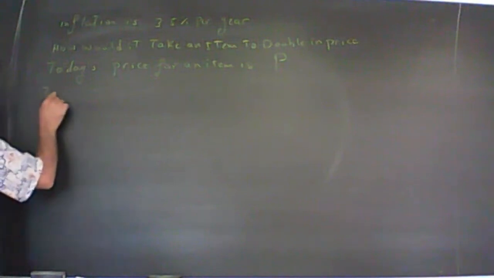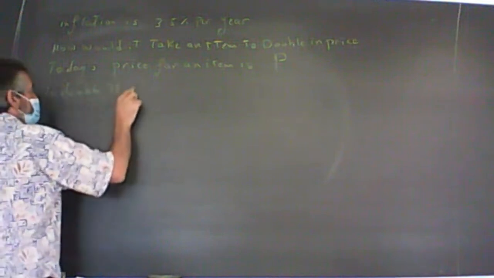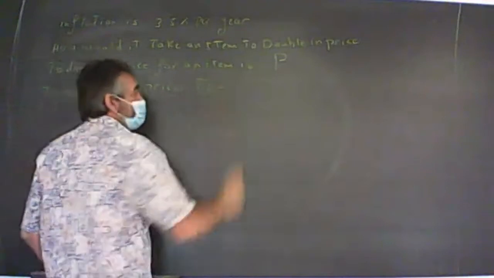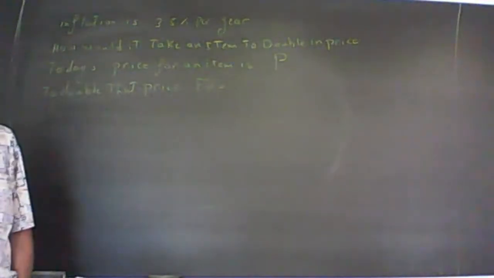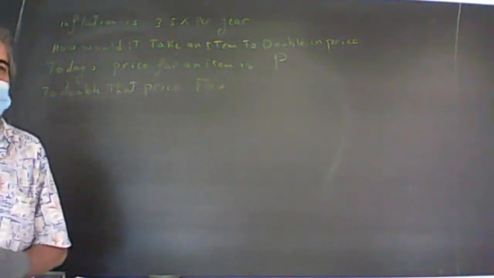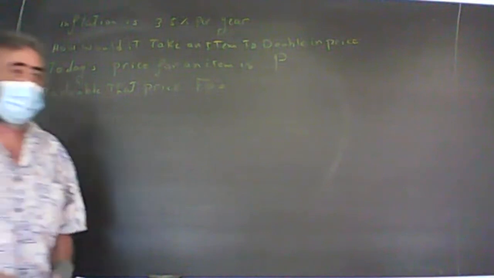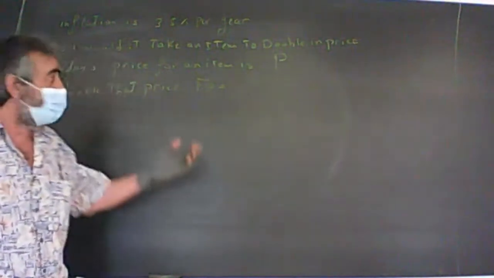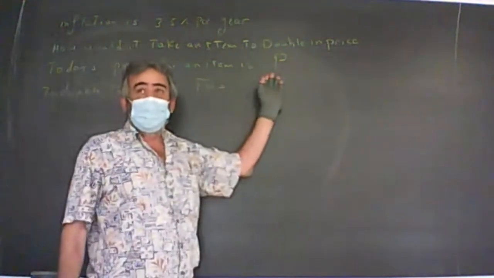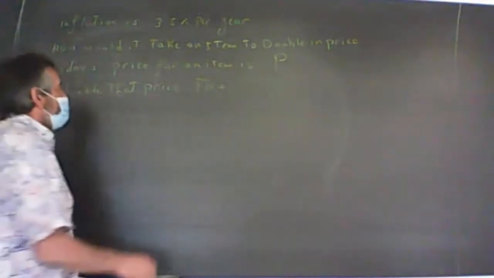To double that price, then the future price would be how much? $2 if it was only $1. We didn't say it was $1, did we? I said it is P. Then to double it will be just simply 2P.